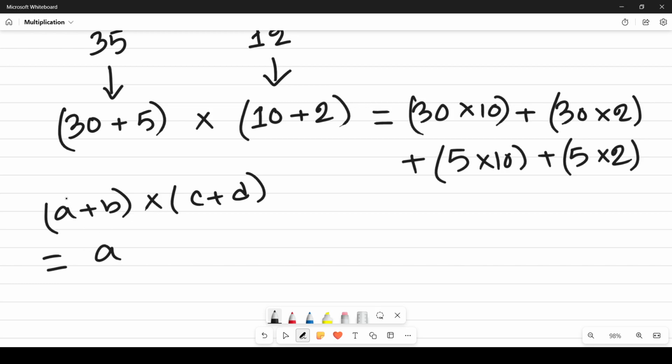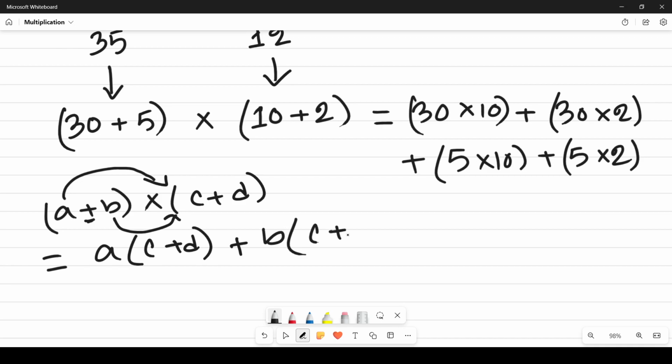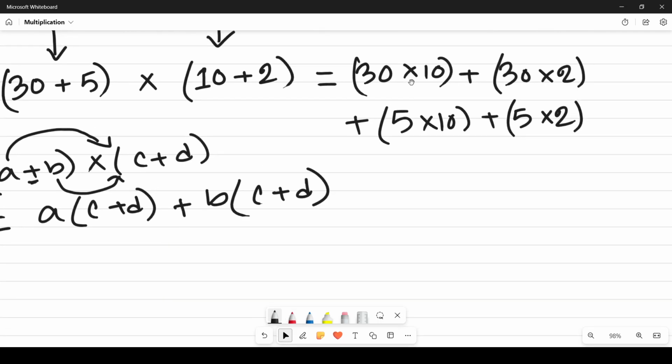In this case, we need to multiply a with this one. So we get a(c + d), and we put this operator in the middle, and then we multiply b with the second part, b(c + d). So we have done the same thing here. We have just written the output here, right?